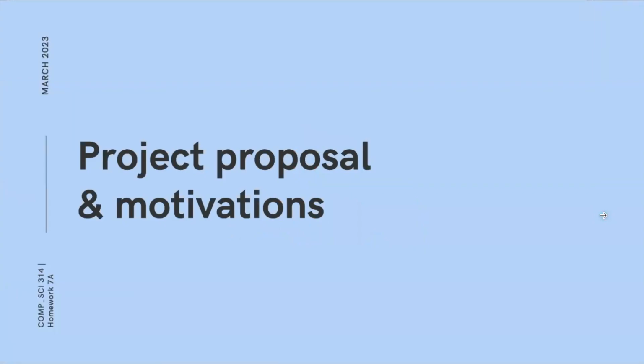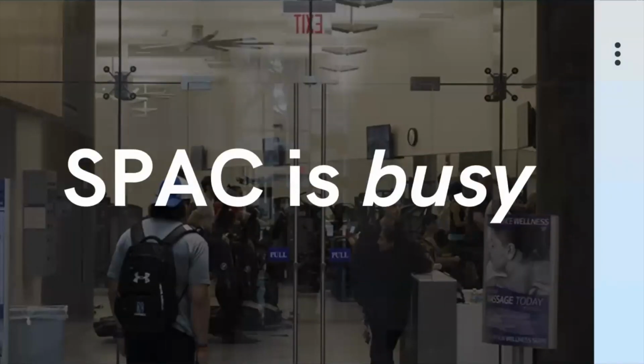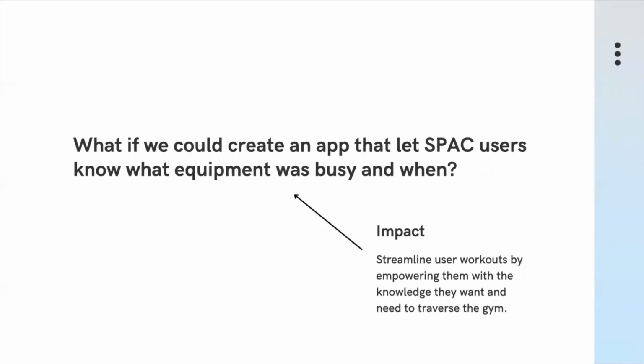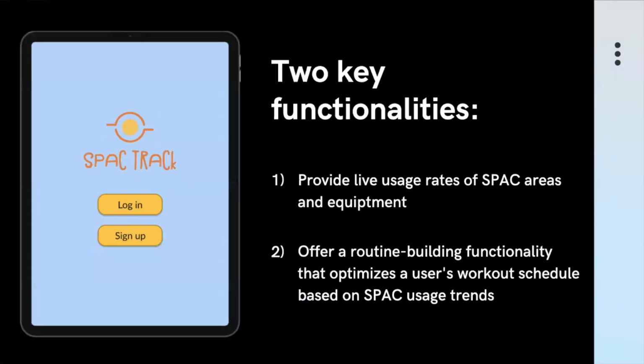All right, let's start by explaining why we wanted to build a SPAC tracking app in the first place. And I'll start by asking y'all a question. So how many of you have gone to SPAC, ready to start your workout in the zone, only to show up and see that there's a line for your favorite machine? Probably too many times. What if there was a solution to that? What if we could create an app that lets SPAC users know what equipment was busy and when? If an app like that existed, it would empower everyone to more confidently go to SPAC and know they'd be able to get in, do their workout, and get out. So we decided to build it.